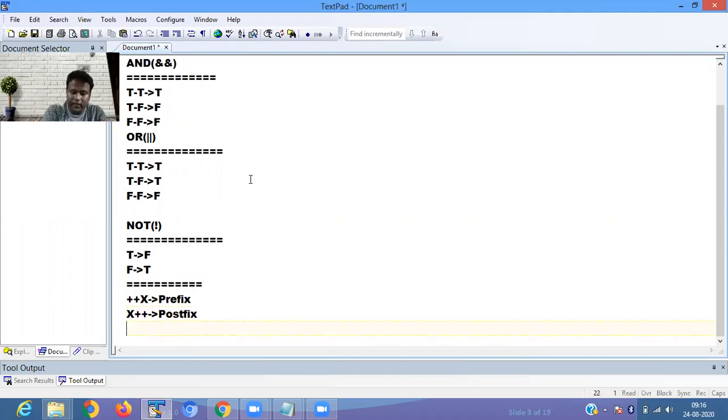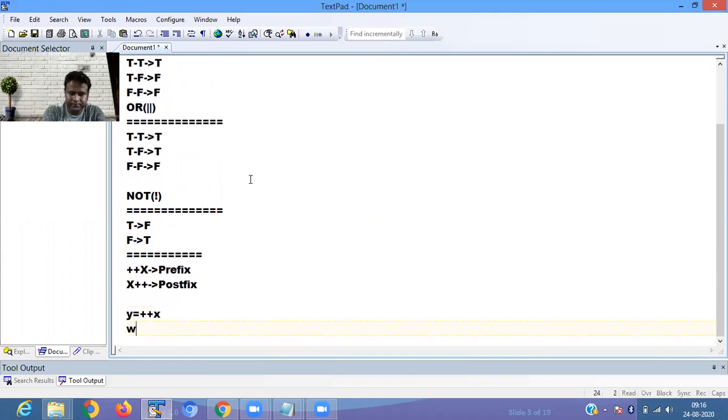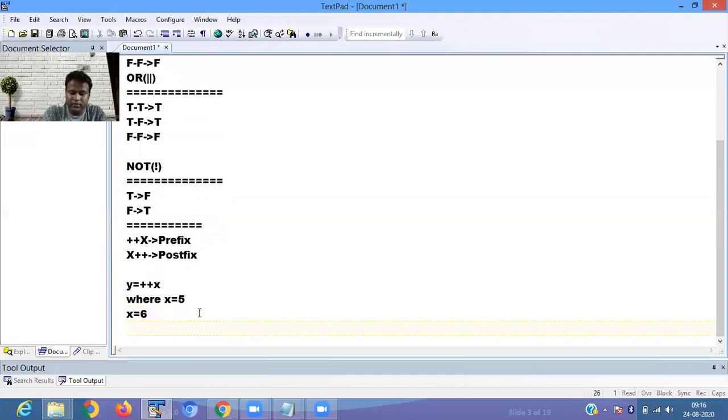Take an example. If you write y equals plus plus x, where the value of x is 5, then after executing the statement, what is the value of x and what is the value of y? It means first you have to increment the value of x. When you increment it, it becomes 6. Now x becomes 6, and y is also 6. So x is 6 and y is 6 here.